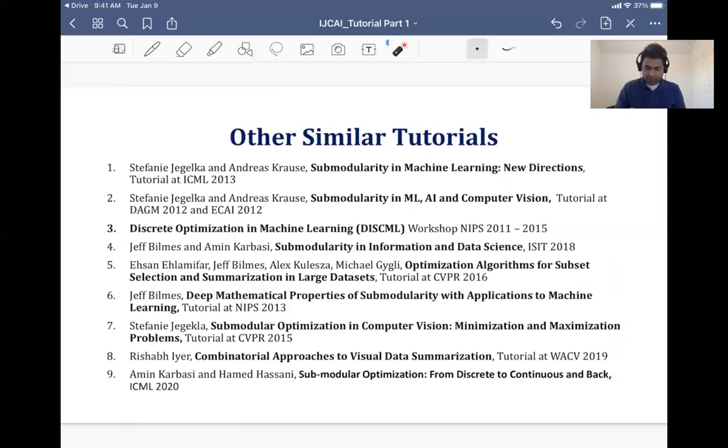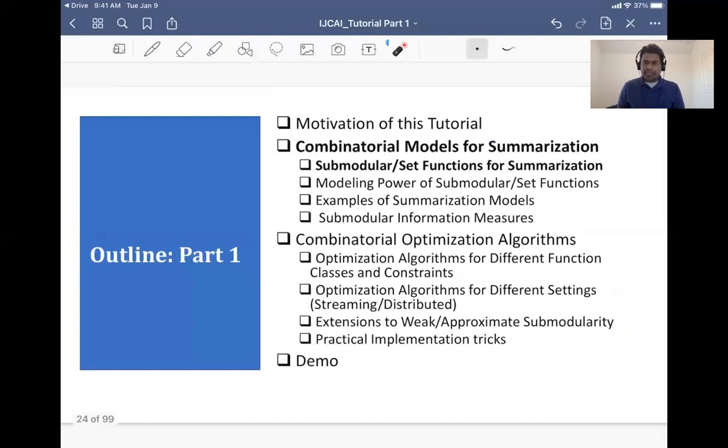All right. So with this, we'll now talk about submodular functions. We'll first talk about the definition of submodularity, the modeling power of submodular functions, examples, and so on and so forth. The second part of part one would focus on optimization algorithms.